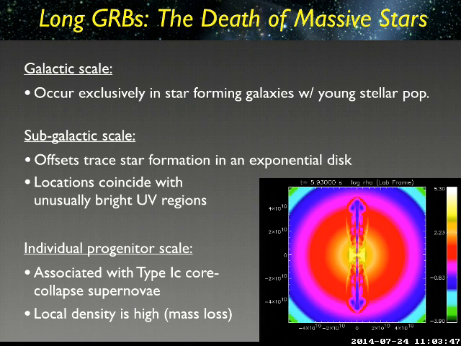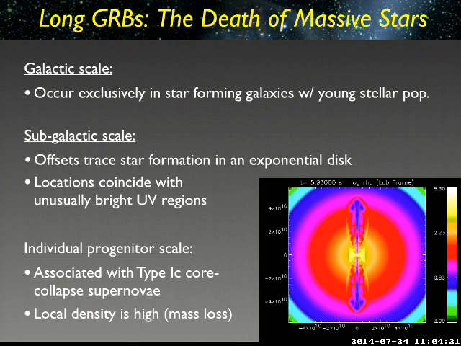On a sub-galactic scale, so within their galaxies, people have found that the offset distribution of long GRBs tracks the distribution of star formation in an exponential disk. So spatially, not only are they in star-forming galaxies, but they track the distribution of how star formation is distributed within galaxies. And their locations also coincide with unusually bright ultraviolet regions. So regions in the galaxies that have particularly high star formation rates. Okay, so that's on a sub-galactic scale.